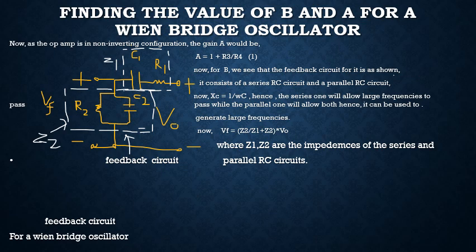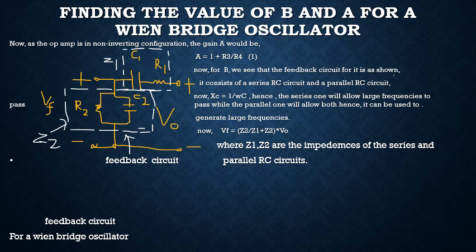Now to find the value of B and A for a Wien Bridge oscillator, we try to solve the equations for a Wien Bridge oscillator. Now the op-amp is in non-inverting configuration. The gain A will be A equals 1 plus R3 by R4, because we know that in non-inverting configuration this is the value for the gain of an op-amp.